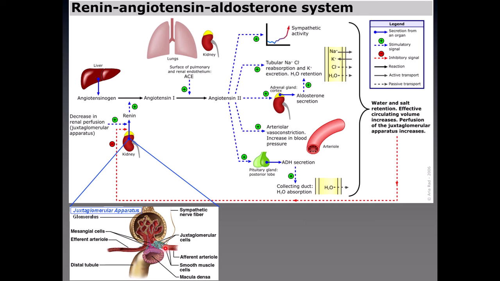If the blood pressure is going down, they sense that the pressure is going down, so they release the renin. There are two functions of these specialized cells. One, they are pressure sensors, and the other is that they release the renin.